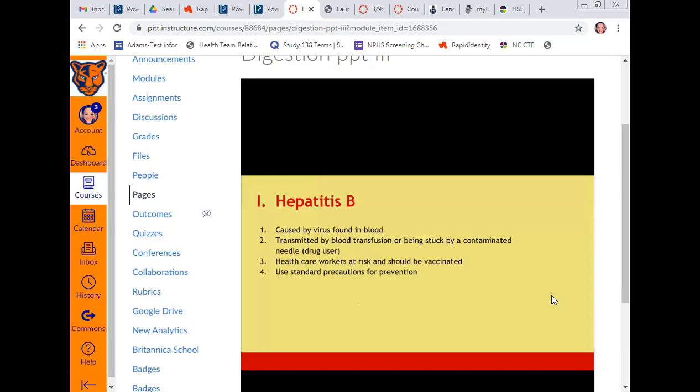Hepatitis B is different. Hepatitis B is a bloodborne pathogen. Hepatitis B comes from exposure to the blood of someone who is infected with this. So it could be from using dirty needles. It could be accidental needle sticks in the healthcare setting. We can get vaccinated for this as healthcare workers. Using standard precautions is really important.